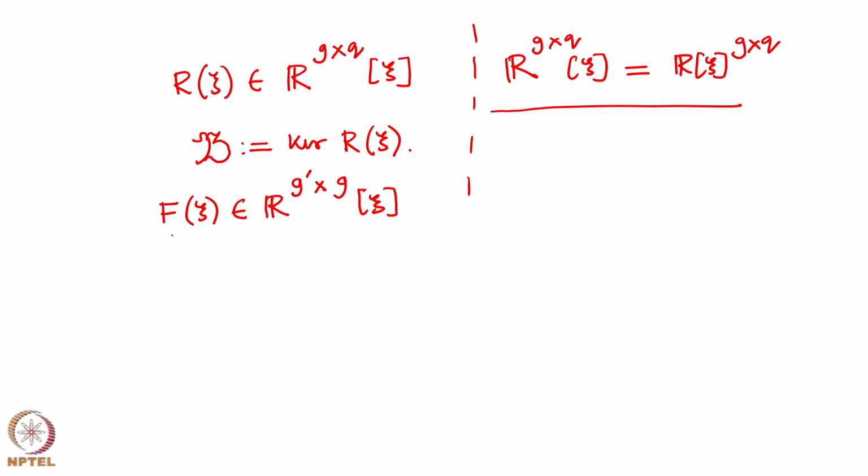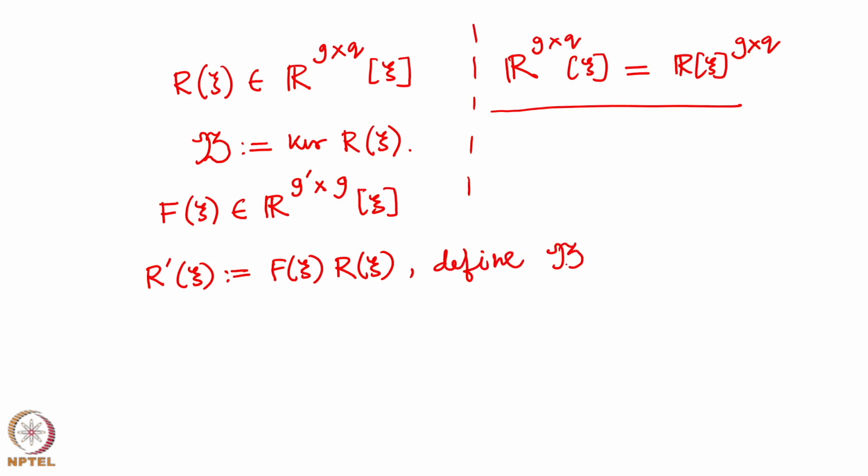Okay, so suppose I take a matrix like this and then I create an R prime(xi) defined as F(xi) times R(xi). Now here's the claim. Suppose I define B prime to be equal to the kernel of R prime(xi). What can you say about the relation between B prime and B?